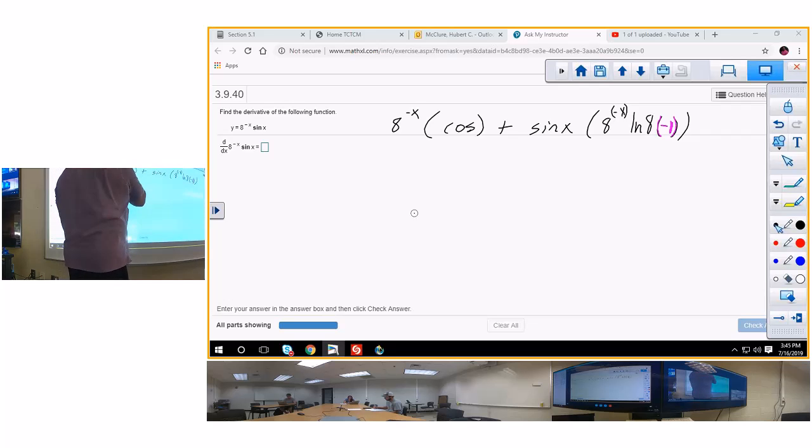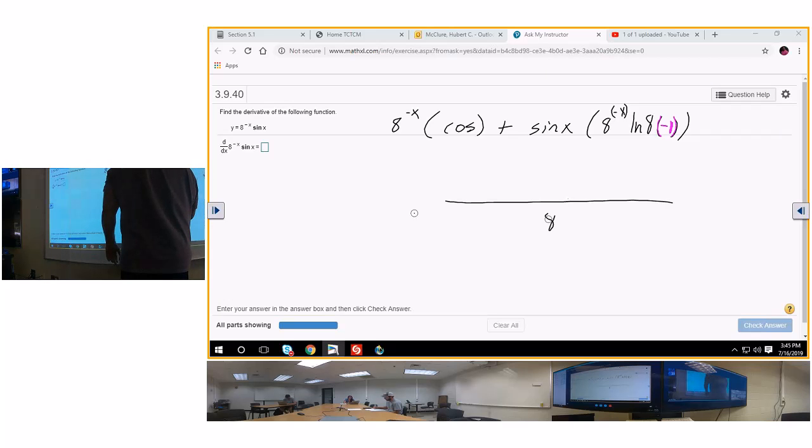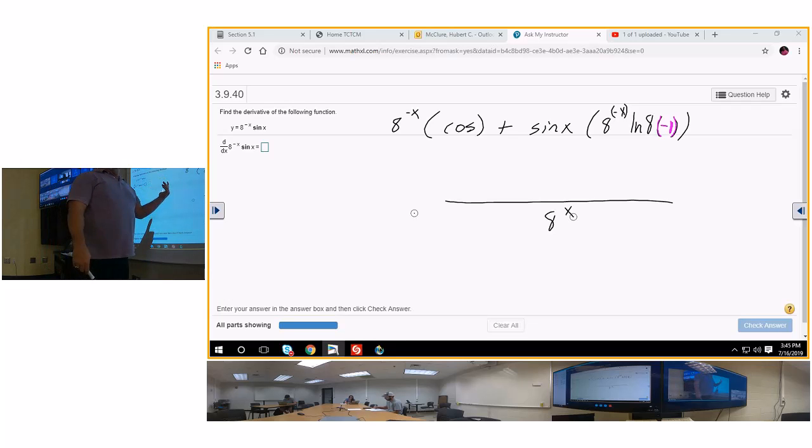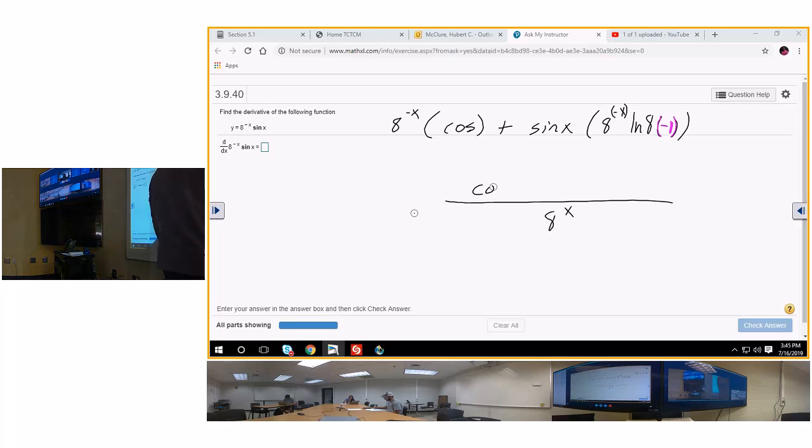Now you can do that as two 8 to the negative x's, or you can just say I'm going to factor out and make this one denominator of 8 to the x. Okay? Now you can go through the steps if you want to, factoring it out and bringing it down. That's fine. I don't care. That leaves you with the cosine of x. And I'm just going to mark this out right here.